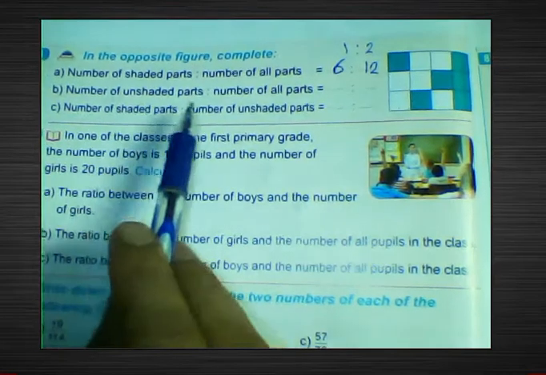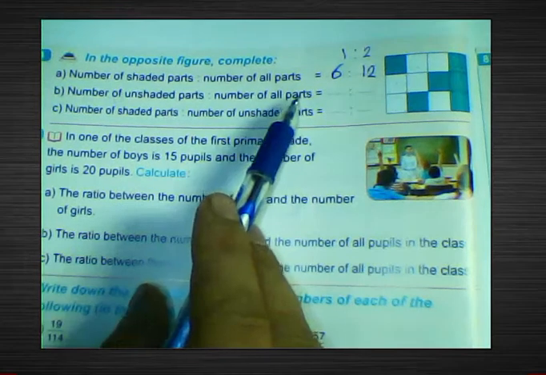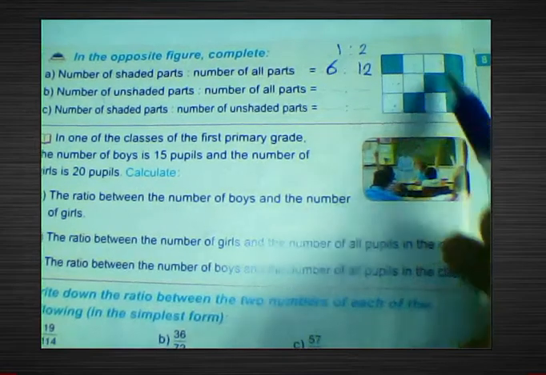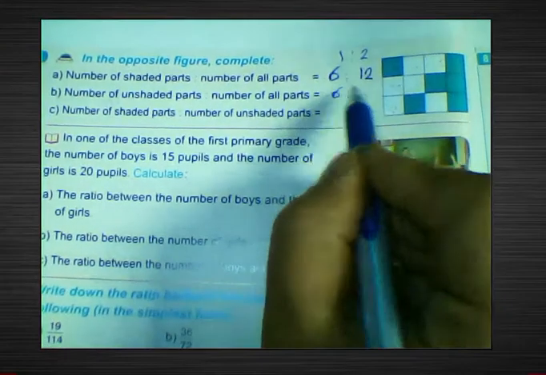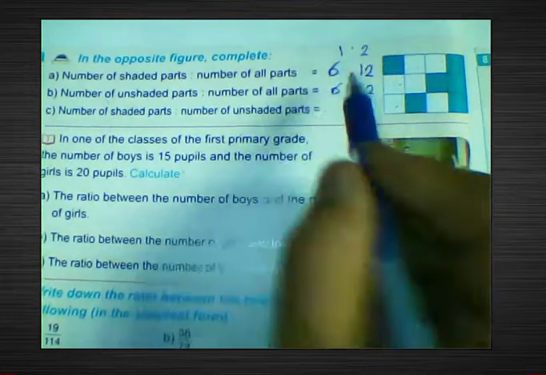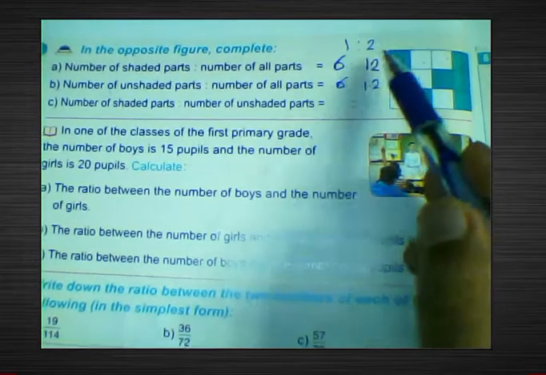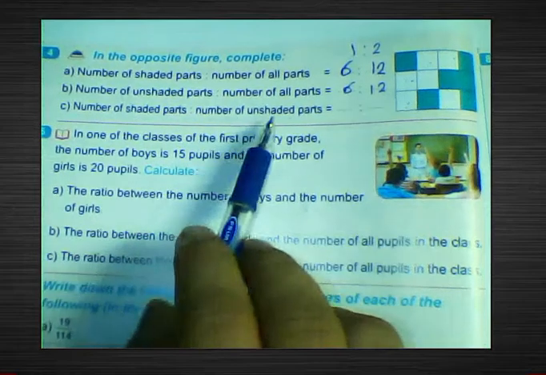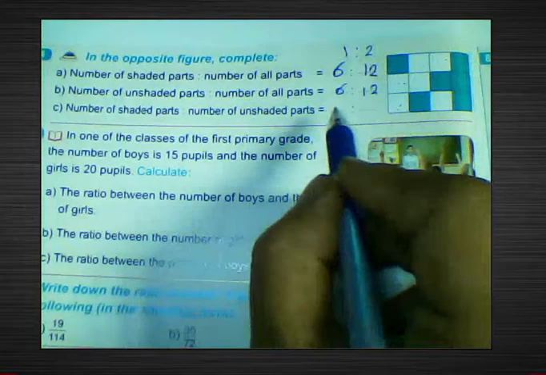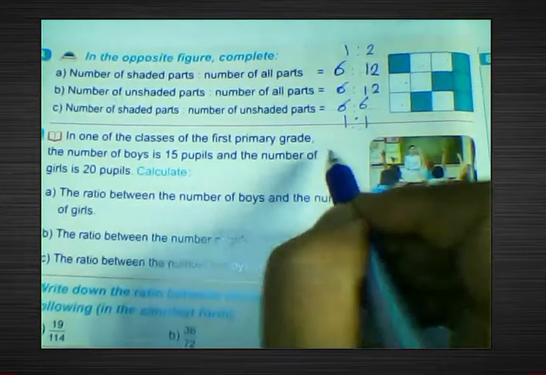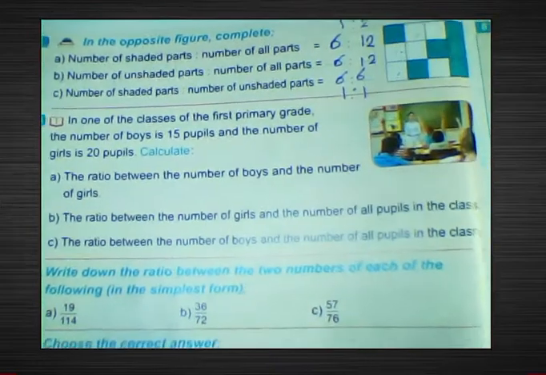Number of unshaded parts to number of all parts. Unshaded parts: 1, 2, 3, 4, 5, 6 to 12. It's equal to 1 over 2. We can simplify it: 1 to 2 or 1 over 2. Number of shaded parts to number of unshaded parts equals 6 to 6. We can simplify it: 1 to 1 in simplest form. Okay.